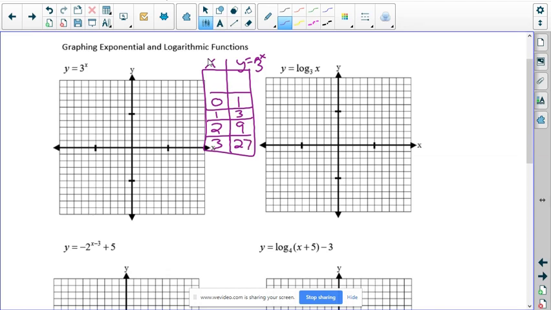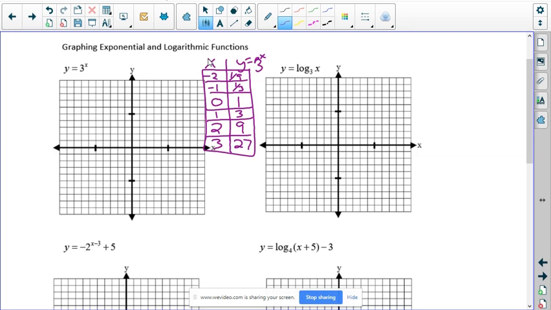Now we could do some negative values for x. If we had x being negative 1, 3 to the negative first power is 1/3. Negative second power, 3 to the negative second power is the reciprocal of 3 to the second power, which is 1/9.